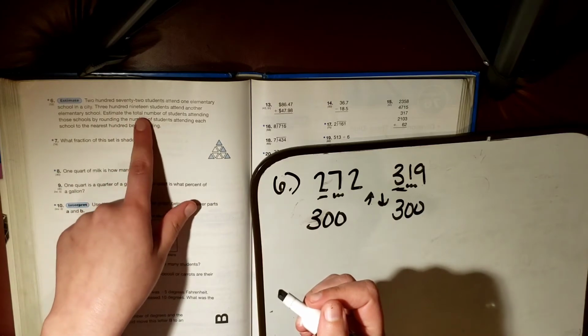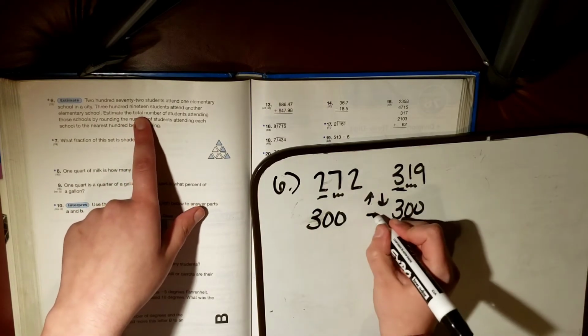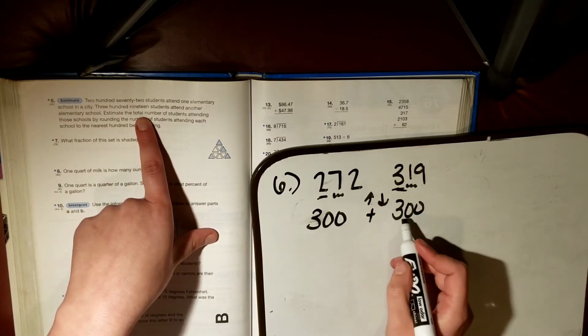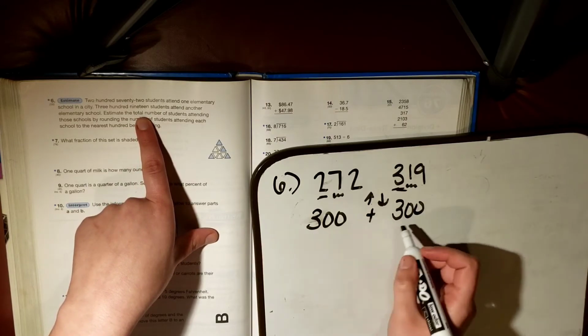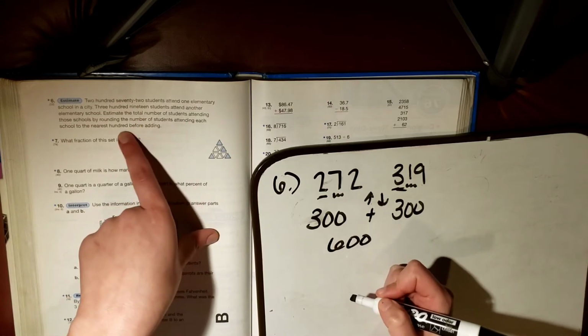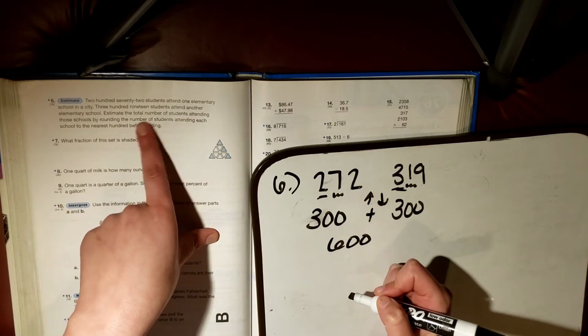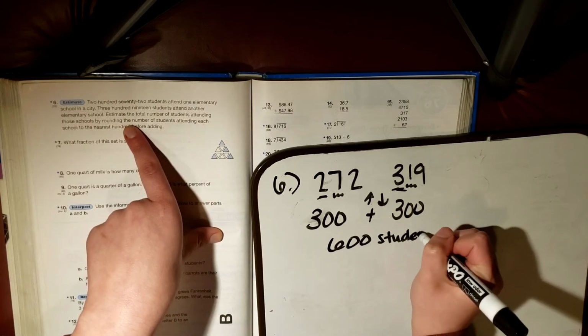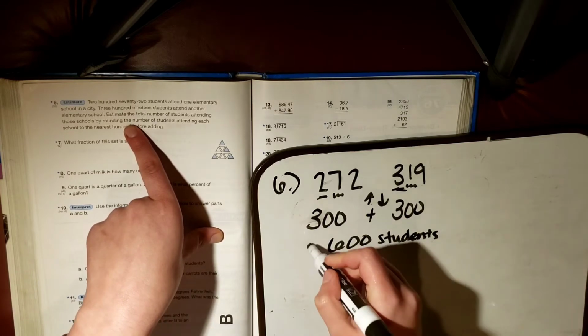Let's see, so now we're going to estimate the total, so how many all together, and we're going to just add those up. So 300 plus 300, we can just do 3 plus 3 is 6, and add back in those zeros. So how many students, about how many? 600 students is our answer.